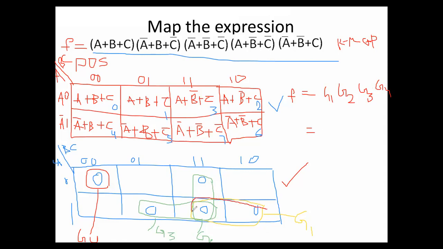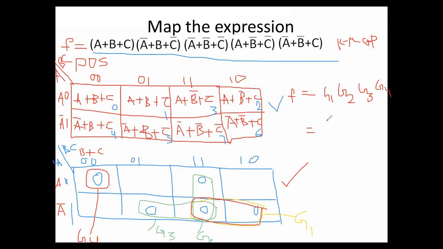At this group, what is the A value? The A value is 1. That means here this is A, and this is A bar. So here this is B plus C, where B is 0 and C is 0. That's why this is B plus C. Like that, this is B plus C bar, this is B bar plus C bar, and this is B bar plus C.